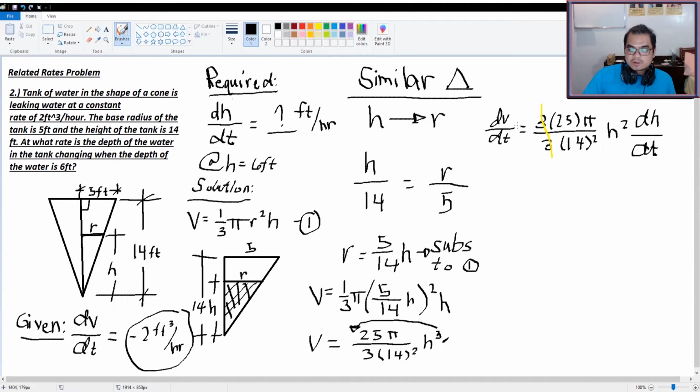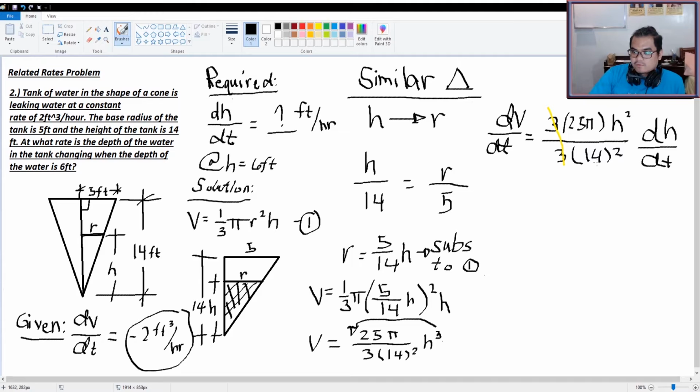Then all you have to do is isolate dh over dt. 14 squared will be cross multiplied to dV over dt. So dh over dt must be equal to dV over dt, which is a negative value, times 14 squared, not h, sorry about that, 14 squared all over 25 pi h squared.